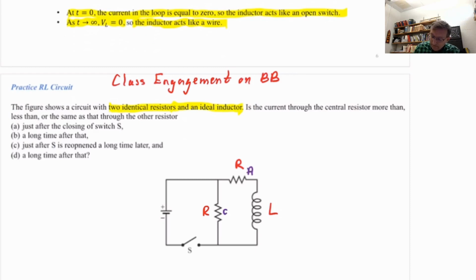All right. Here's the question. Is the current through the central resistor, this one, more than, less than, or the same as that through the other resistor, that one, A, just after closing switch S? Right? So just after you close switch S, is the current in the central resistor more than, less than, or the same as the current through the resistor A?